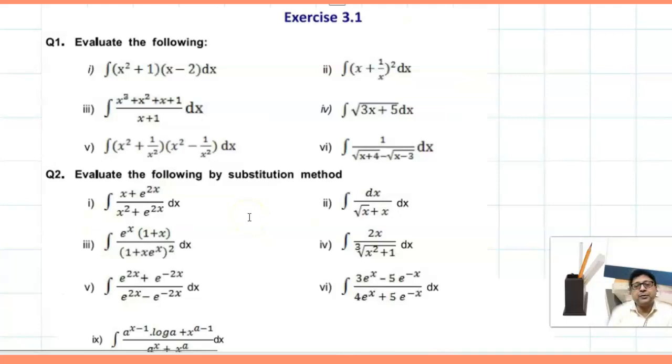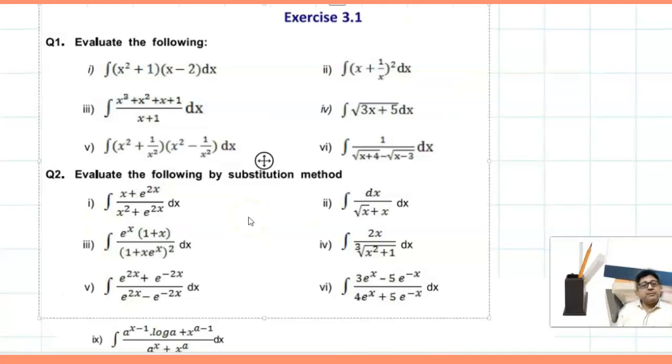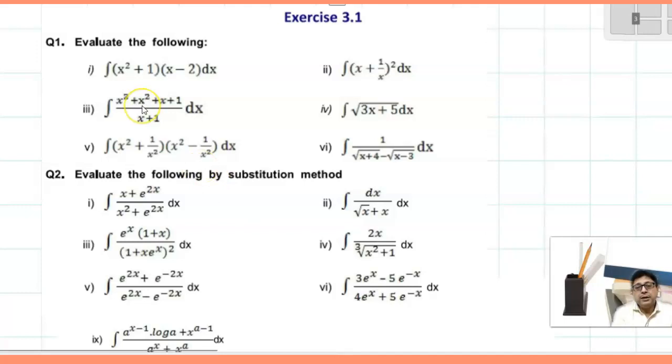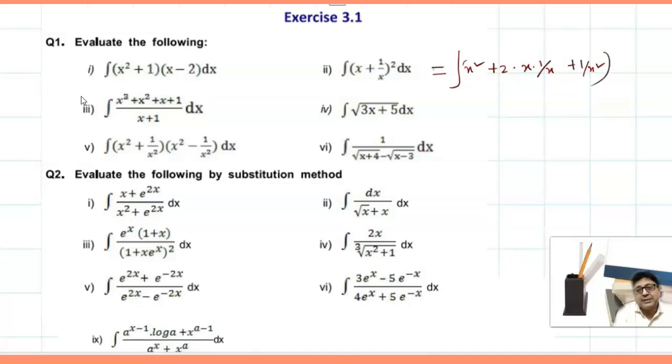I just remind you of 1, 2, 3 sums from here. Here you can see this is (x + 1/x)² dx. You don't go for substitution blindly; the ordinary method is useful here. Open the bracket: it is x² + 2x·(1/x) + 1/x² dx. After integration it will be x² dx, 2 will come outside dx, plus x to the power minus 2 dx.